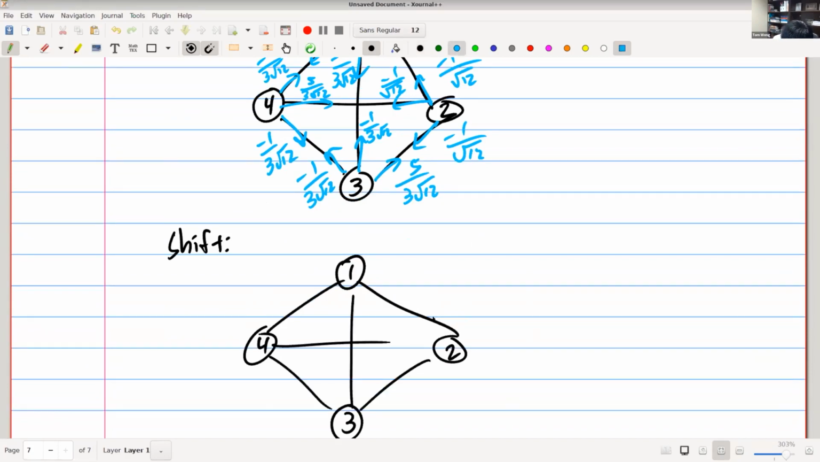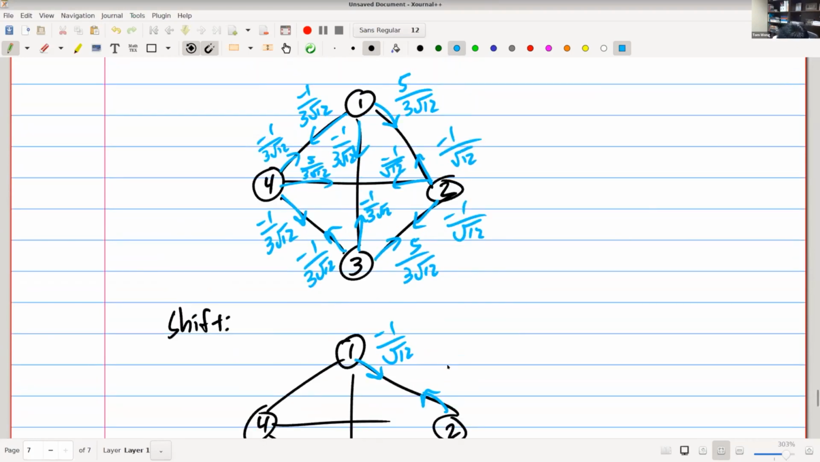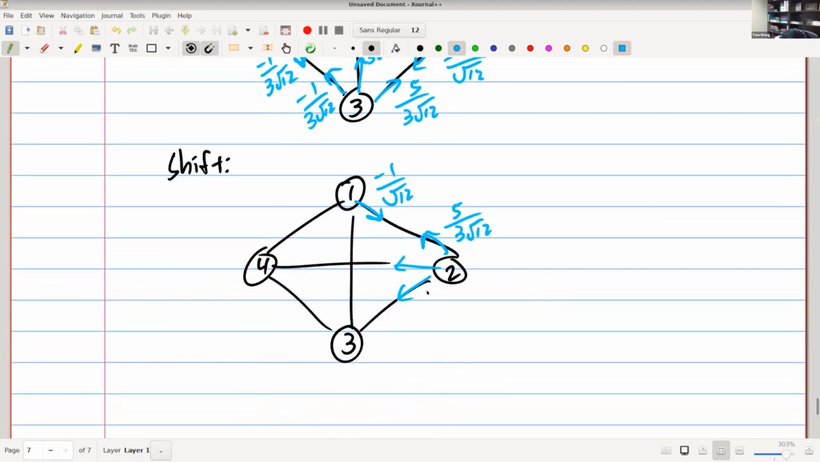All right, so if these two swap, this becomes minus 1 over root 12. This one becomes 5 over 3 root 12. All of these become 5 over 3 root 12, 5 over 3 root 12, minus 1 over root 12, minus 1 over root 12, and these are minus 1 over 3 root 12, minus 1 over 3 root 12, and so forth. Maybe I won't fill in the rest just for time's sake. These are all minus 1 over 3 root 12. Okay, so this is after the second step now.